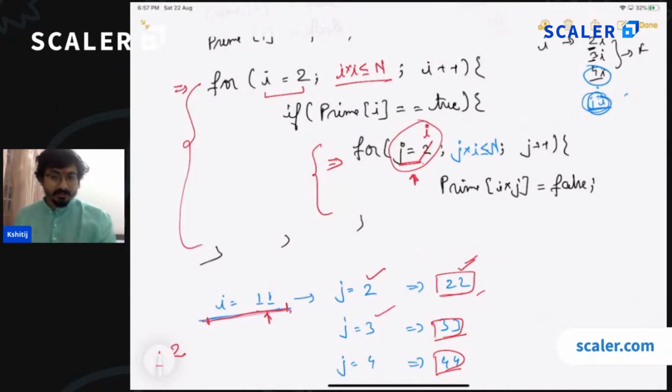N square log of n. Okay, I'm getting multiple answers there. Okay, let's try to calculate. Let us see whether we can calculate this or not.